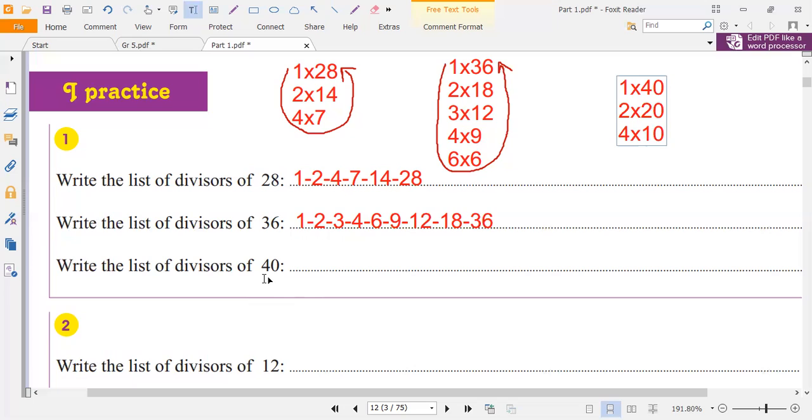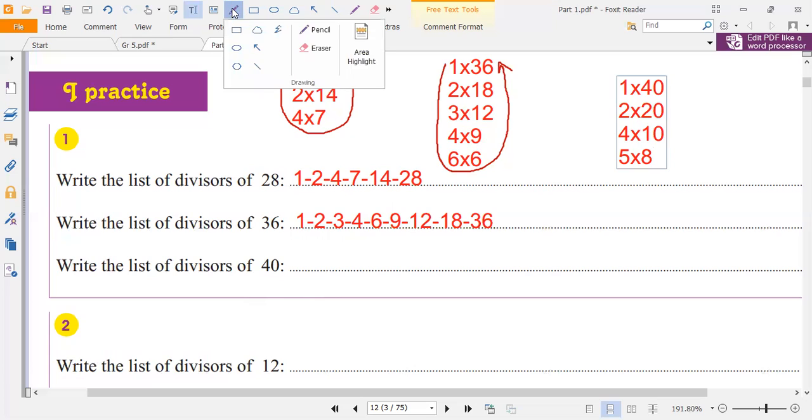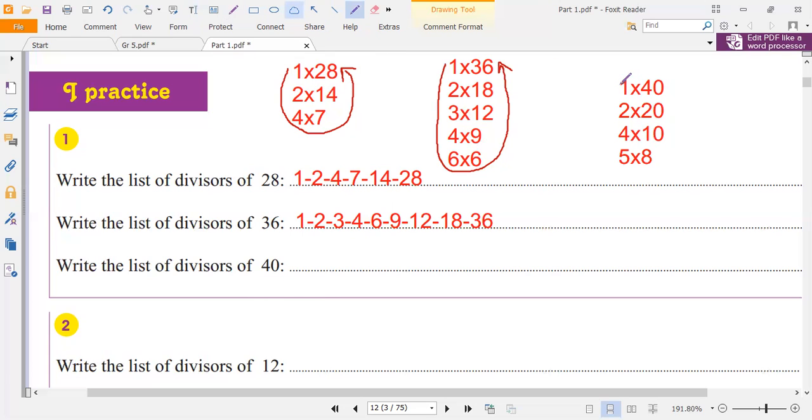Is it divisible by 5? Yes, it is 5 times 8. It is divisible by 5 because the one's digit is 0. Is it divisible by 6? No, because no number times 6 equals 40. By 7? No. By 8? Yes, it is the same as 5 times 8, 8 times 5. So we have no more products. So we draw the letter U and we write them in order. 1, 2, 4, 5, 8, 10, 20, and 40.